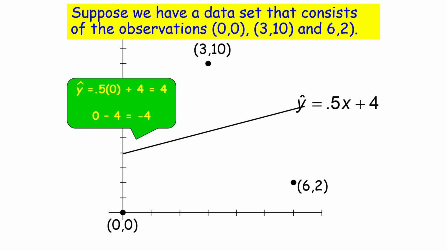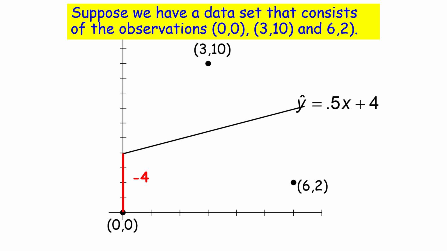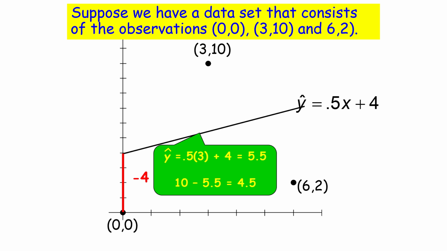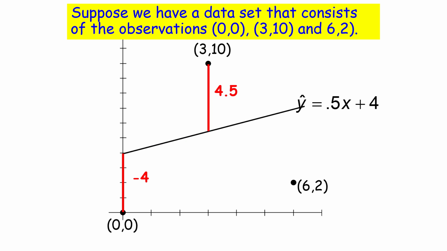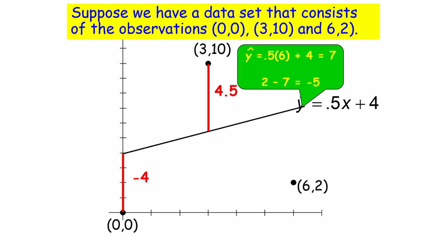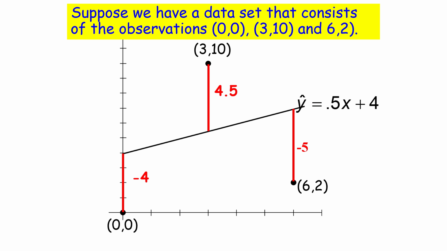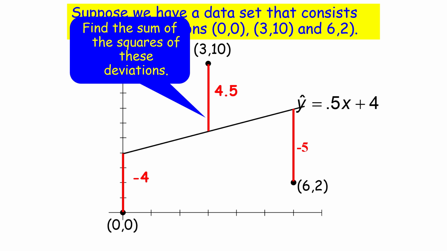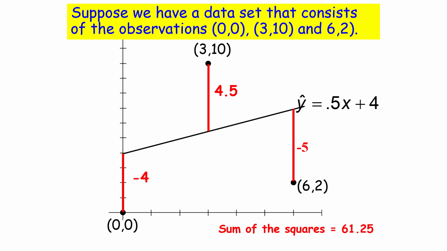So we'll do that for our (0, 0) by plugging in 0. We plug that in, and we see that we have a deviation of negative 4 because we're down 4 for our point. Then here we'll plug in our 3, and we see we're going to have 4.5. Then for (6, 2), we'll plug in a 6, and we'll get a negative 5. So I want you to find the sum of the squares of these deviations. The sum of the squares is 61.25.